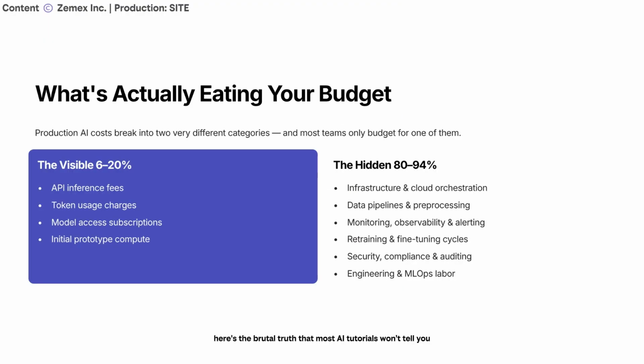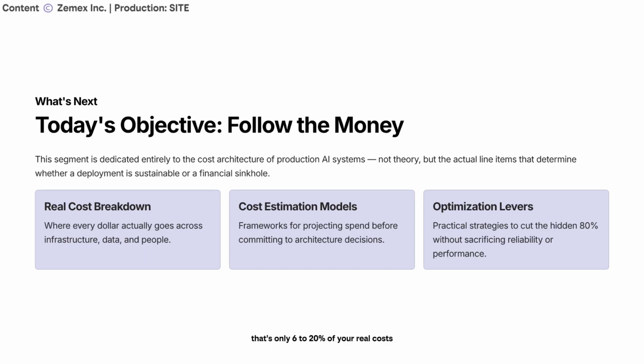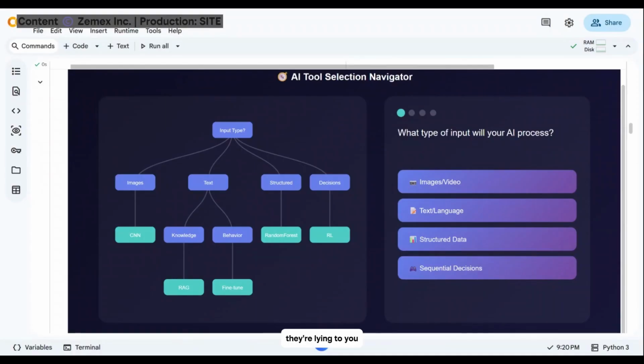Because here's the brutal truth that most AI tutorials won't tell you. The API pricing you've been learning about, that's only 6 to 20% of your real costs. Today, we're going to show you where the other 80% goes. So I need to tell you something that most AI tutorials won't. They're lying to you, not intentionally, but by omission. And that lie can kill your startup.